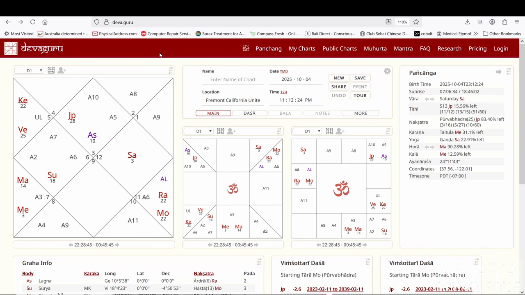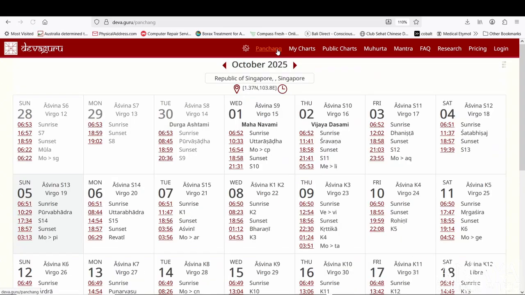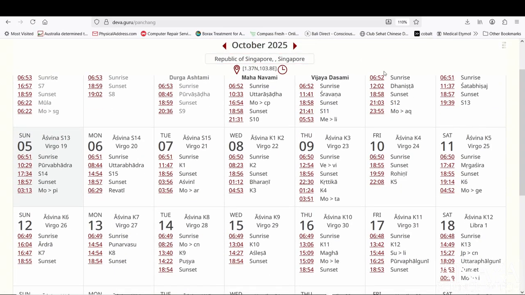And then if you just want to do quick checks and look up online, you can do it here. Wow, doesn't that all look confusing? Don't worry, just go to this little tab called Pachang. And here we are. And you can put your time zone here.